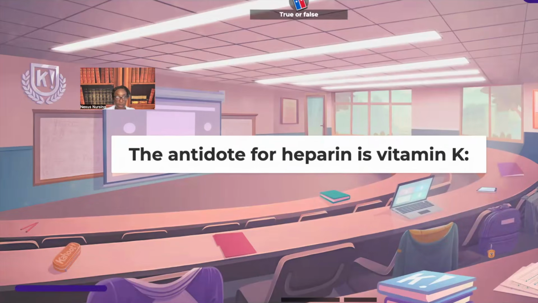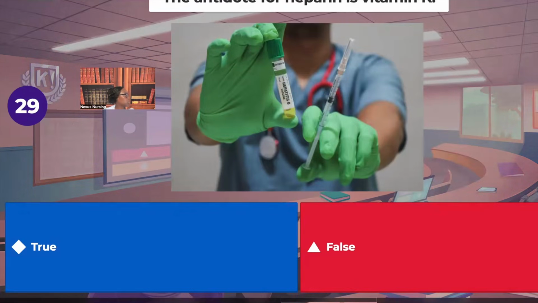All right, true or false? The antidote for heparin is vitamin K. Is this true or is this false? The antidote for heparin is vitamin K. True or false?